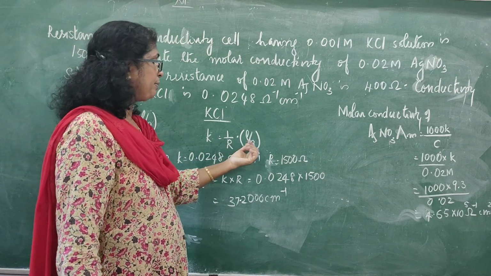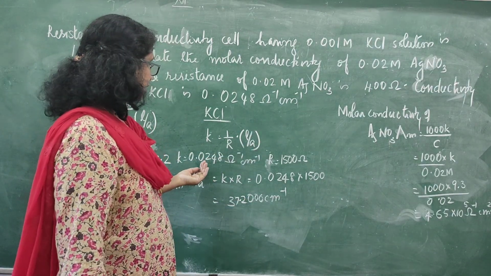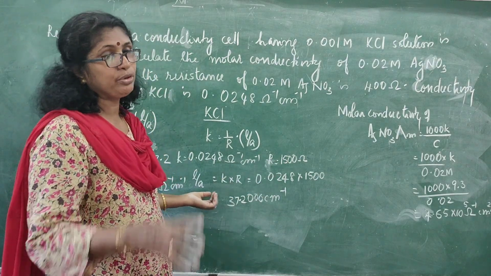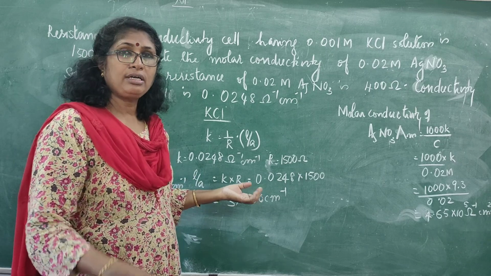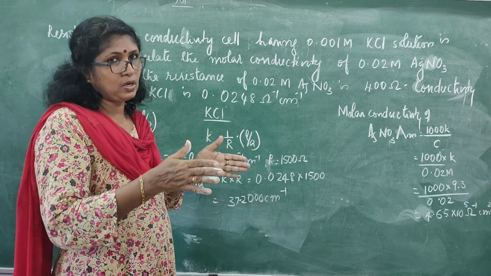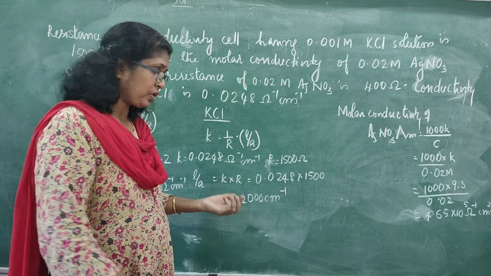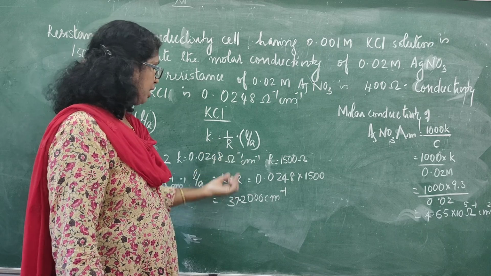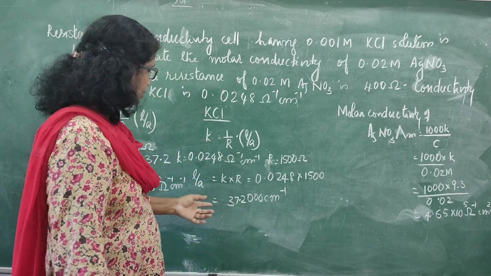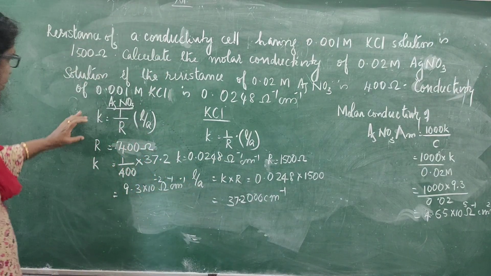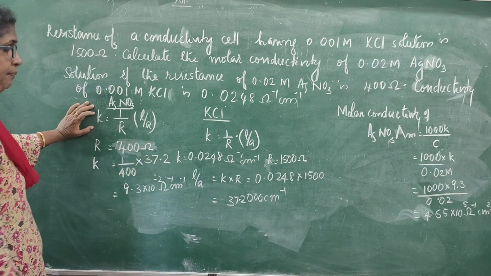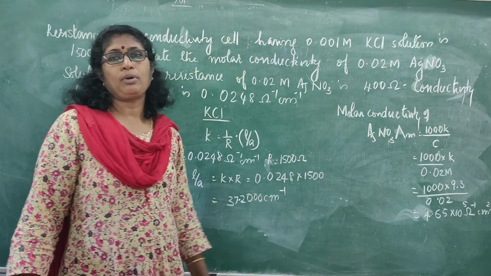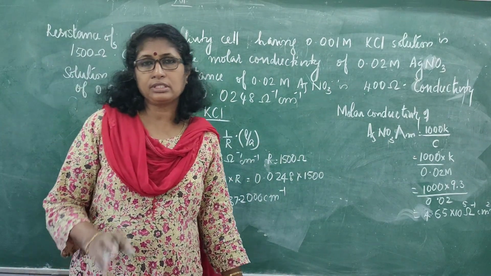So K is equal to 1 by R into L by A. K is given, R is given, so you can calculate the cell constant L by A. I told you for a particular cell, the distance between the two electrodes is a constant, and the area of cross section is also a constant. So L by A is called the cell constant, that is equal to K into R. Now from the cell constant you can calculate the conductivity K. Then from the conductivity K that you calculated, you can calculate the molar conductivity. Okay, so this is how we calculate it.